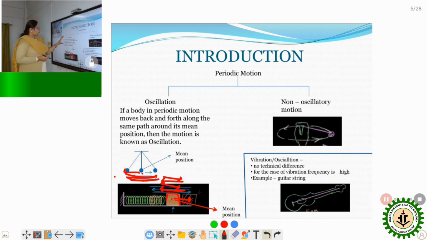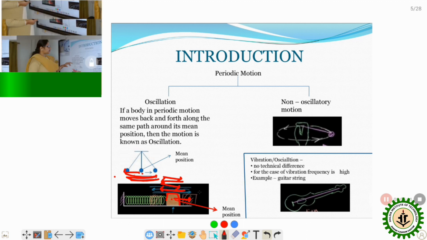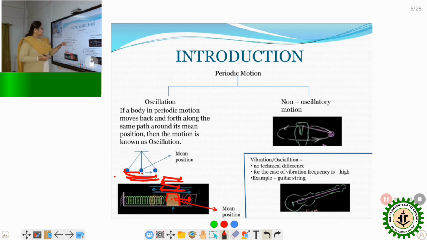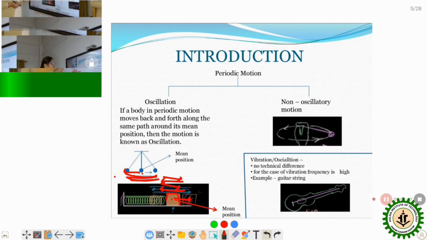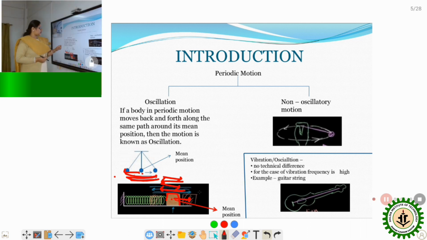So this type of motion is called oscillations. From this definition, you can also see that if a body in periodic motion moves back and forth along the same path around its mean position, then the motion is called oscillation. Now looking at non-oscillatory motions. Non-oscillatory motions are periodic in nature, but there is no back and forth.